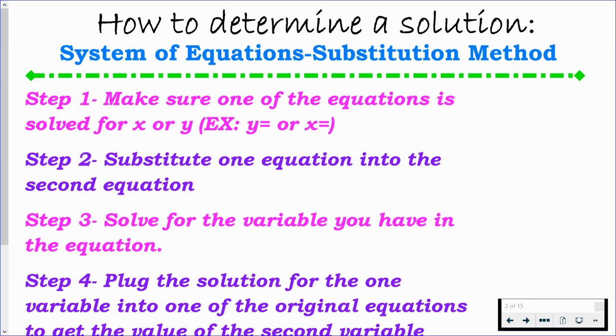Then step 2, you're going to substitute one equation into the second equation. You're going to solve for that variable that you have in the equation. Then you're going to plug the solution for the one variable into one of the original equations to get the value of the second variable. Again, these are the steps. They probably make no sense right now, but as I'm going along, you can go back and look at these as you're continuing on through the week, completing your assignments.